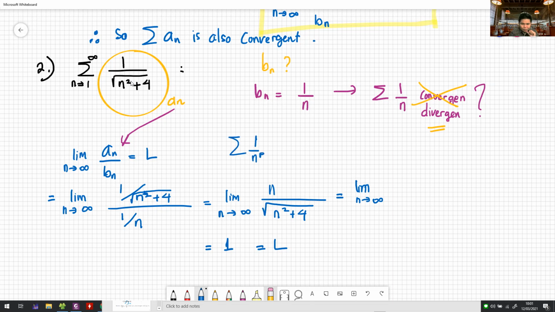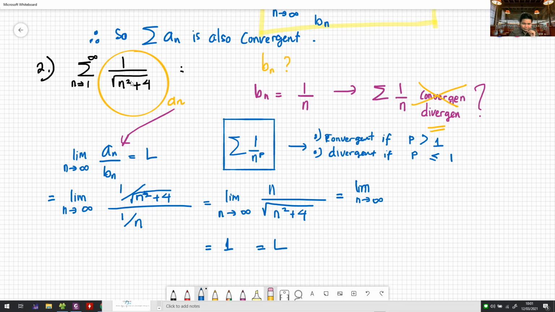The number 2, we discussed it on Tuesday. This converges if P is larger than 1, and this one diverges if P is less than or equal to 1. This is the P-test series, a simpler one. To compare with this part, we can directly see what the P is here.